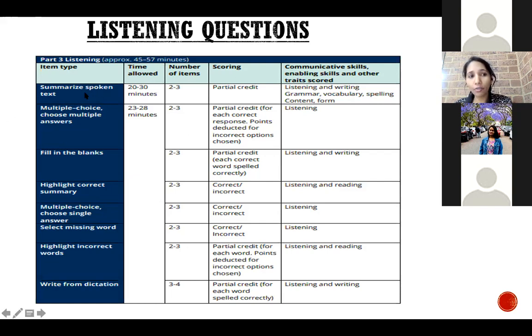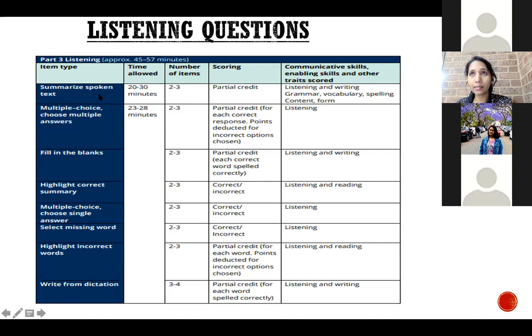The first section of listening is called summarize spoken text. This is your first listening question, and you have 2 or 3 of these questions. Each question carries 10 points, so you'll have 2 or 3 of these questions to write in your test. You get points even for writing, because your writing skills are used and you're writing a summary.